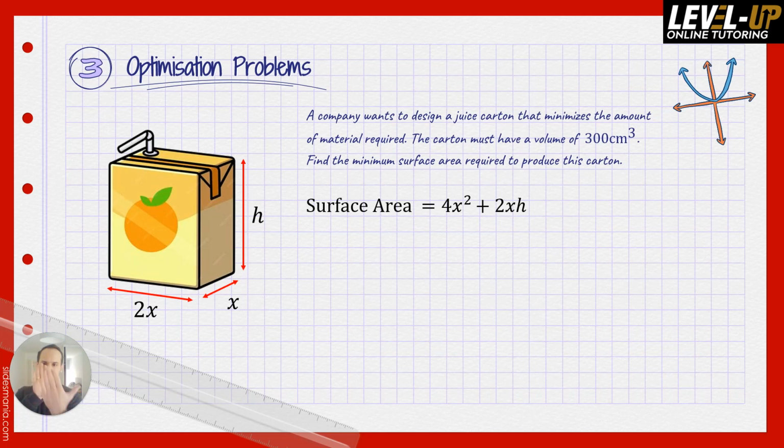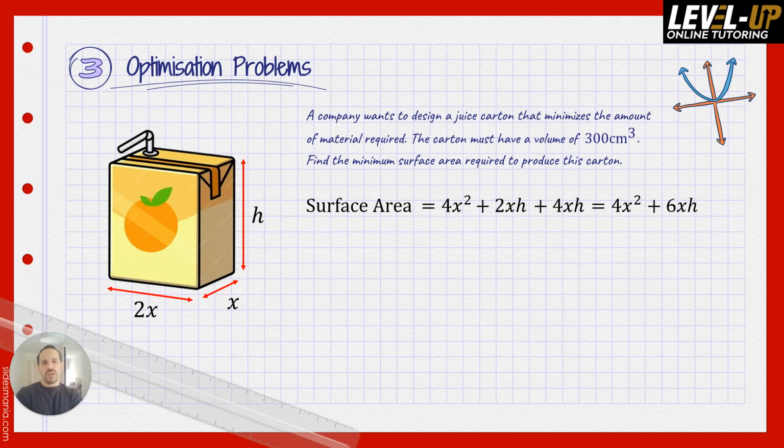And then finally, we've got the front and the back of the carton, which you can see is going to be 2x times h. So you get 2xh, but then you times that by 2 because you've got the front and the back. So it's going to be 4xh. Symbolically, in terms of x and h, this is going to be the surface area, and I can collect like terms to simplify a little bit. We get 4x squared plus 6xh.